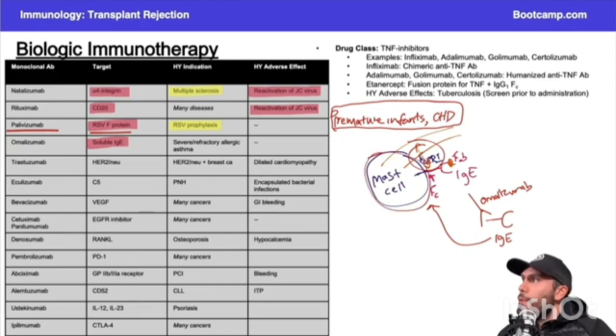That's the concept. And when would this be used? Well, patients that have pretty severe allergic reactions, particularly in the setting of asthma. Trastuzumab is going to bind to the HER2 neu receptor. We'll talk about this more in the onc section.